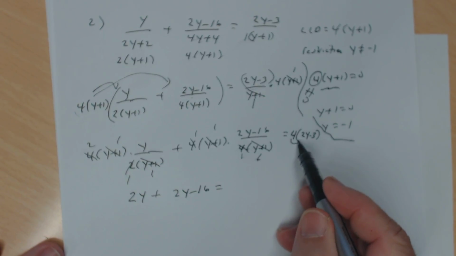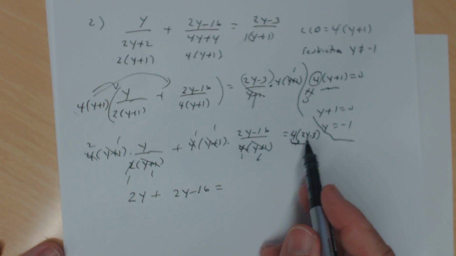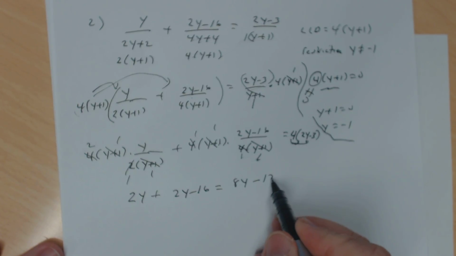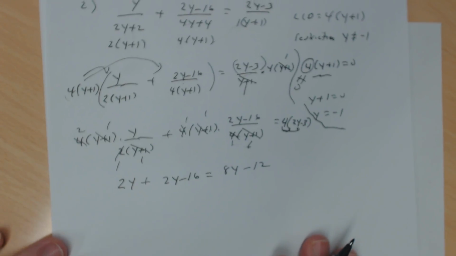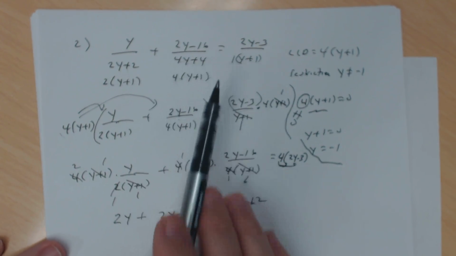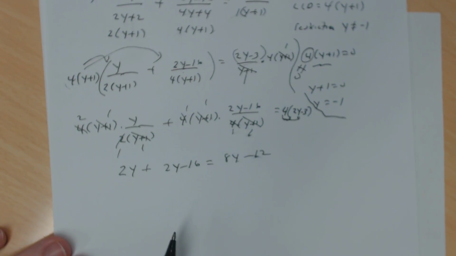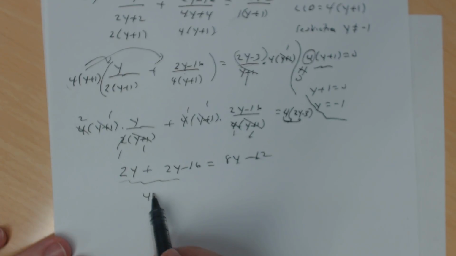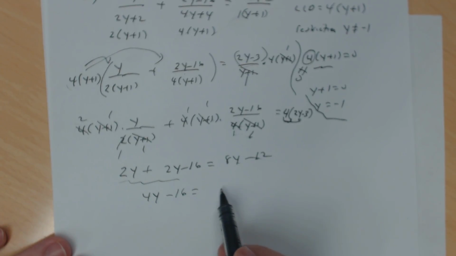Equal. And then over here distributing, I get 4 times 2y is 8y. And then 4 times a negative 3 is a negative 12. So that's where I'm at. So notice I went from a rational equation to a linear equation. So combining like terms, 2y plus 2y is 4y, minus 16 equal 8y minus 12.